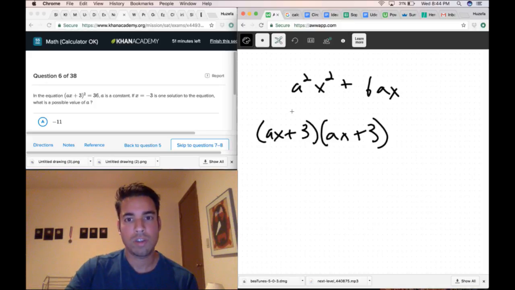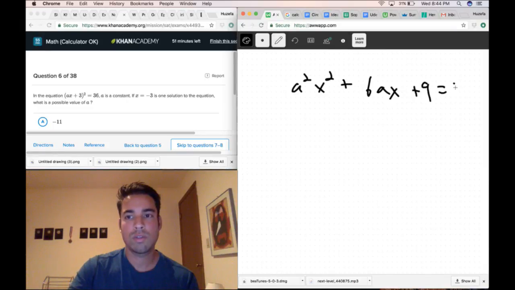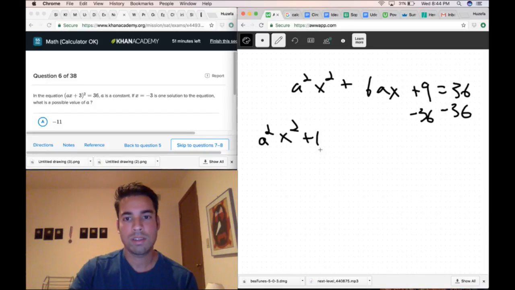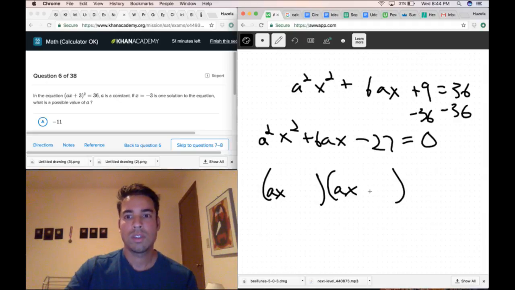I don't know if this is the right strategy. This may be too complicated. So I'm kind of doing that in my head. Plus 9 equals 36. I'm minusing 36 from both sides, and we got a squared x squared plus 6ax minus, and then 36 minus 9 is 30 minus the 3 is 27 equals 0. And then we can say like this, ax, we say plus 9 minus 3.